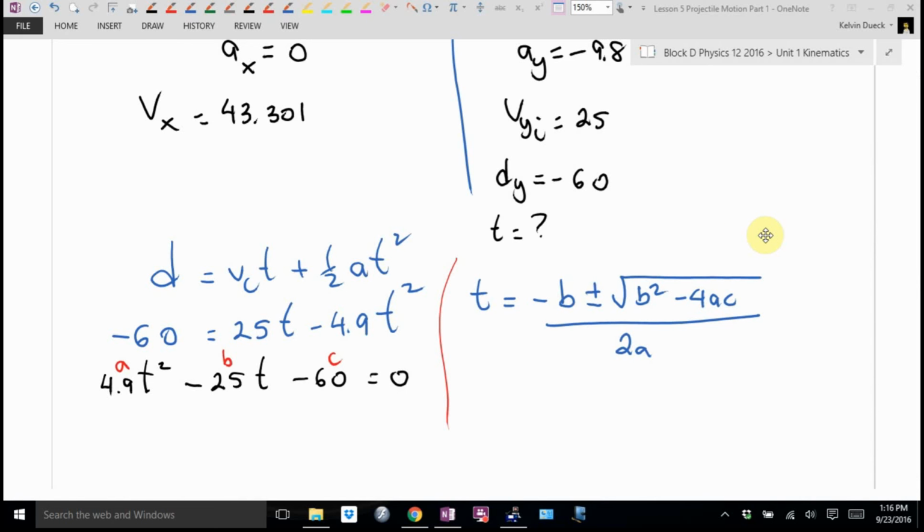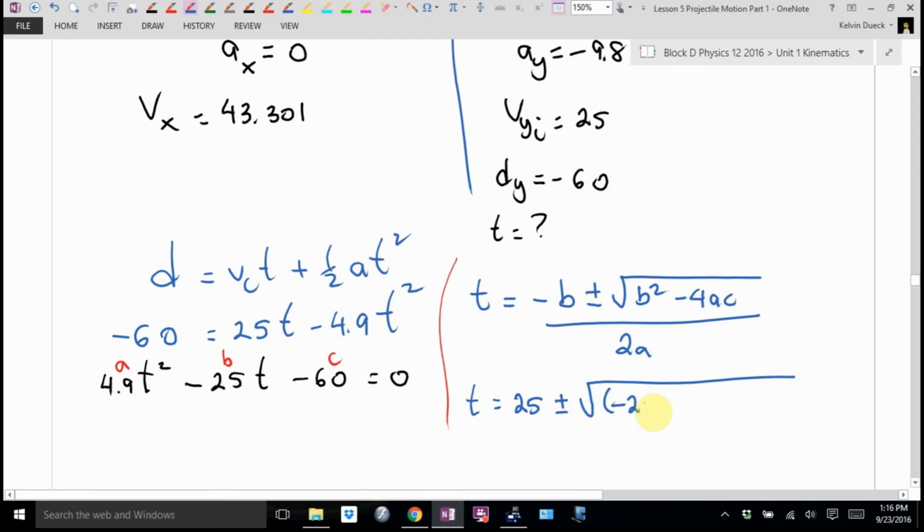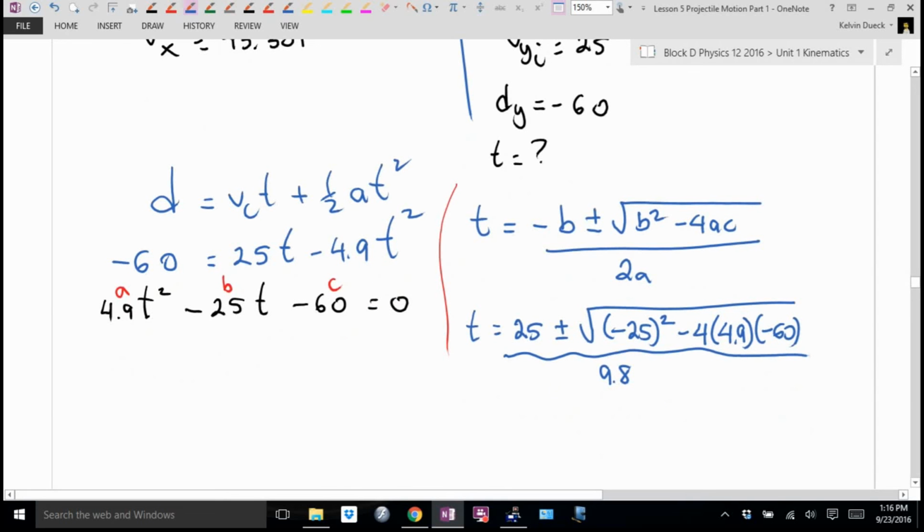So for those of us that don't have a built-in solver, t equals, what's negative b? Positive 25, because negative negative 25, plus or minus the square root of negative 25 squared minus 4 times 4.9 times negative 60, all over 2a. I can multiply by 2 in my head, 9.8. Let me give you a little advice.